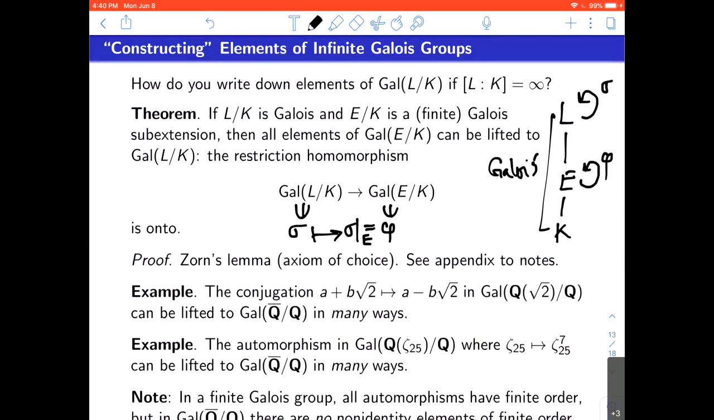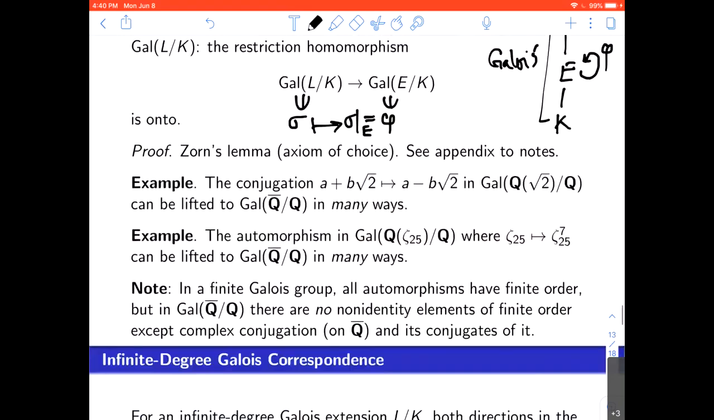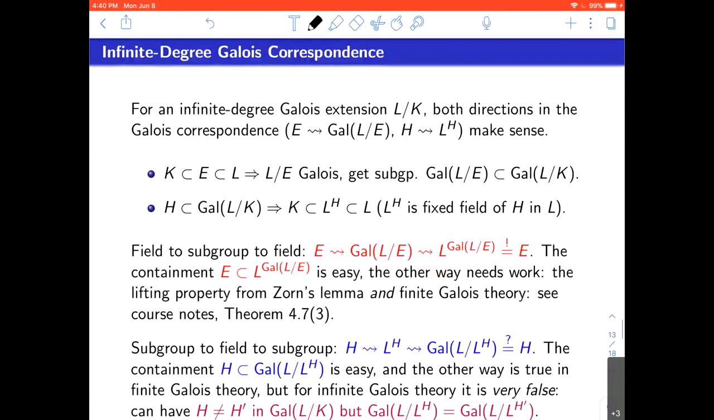So I have 10 more minutes. Okay. So yeah. So let's talk about the Galois correspondence.